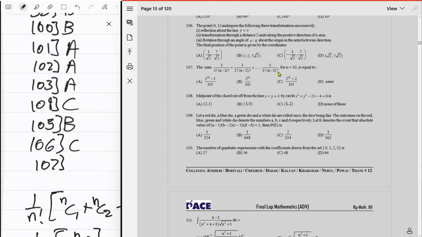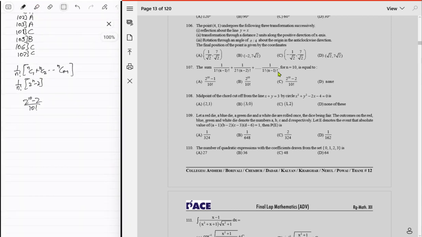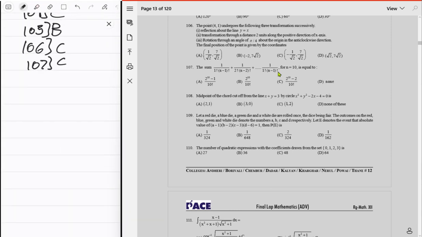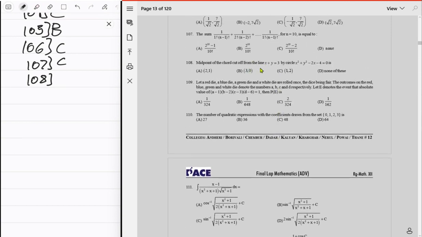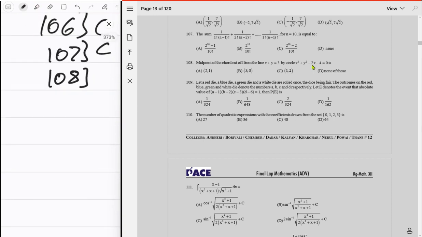Next question. 108. Find the midpoint of the chord cut off from the line x plus y equal to 3 by the circle x squared... Oh god. So we need the midpoint. That's okay. The line is given. Wait. Cut off by this line by this. Hey, I know a way.